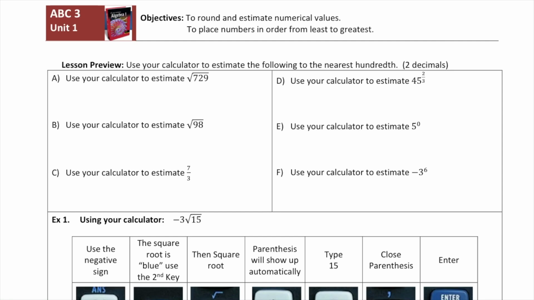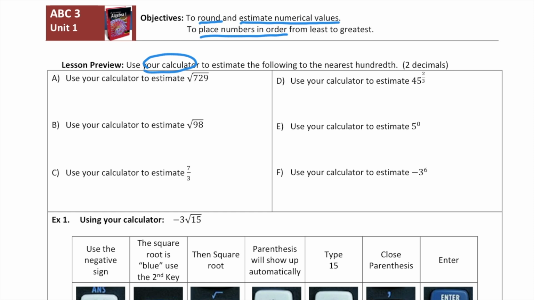Hello, so in today's lesson, you're going to focus on rounding, estimating numerical values, and placing numbers in order. Now, in order to do this, we want to be very good at using our calculators. So get that calculator out right now, and let's figure out some of these problems.